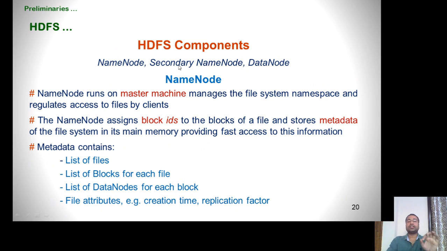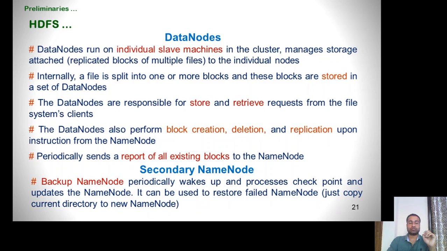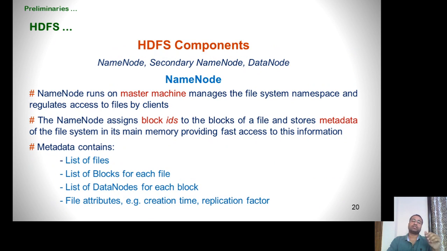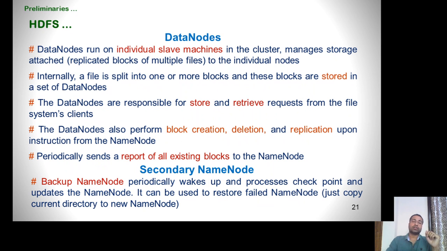Name node doesn't store any file. Files are basically stored on data nodes. Name node only contains the information, the metadata, about the file. So files are stored in the form of blocks on the individual data nodes. Internally, a file is split into one or more blocks, and these blocks are stored in a set of data nodes. The data nodes are responsible for store and retrieve requests from the file system clients. So data nodes manage storage and retrieval.